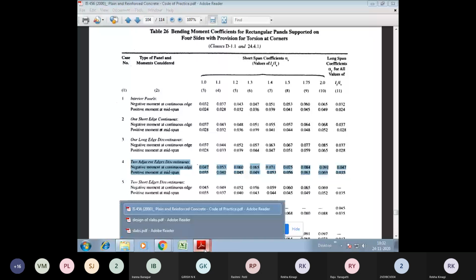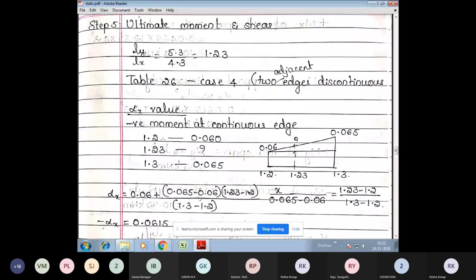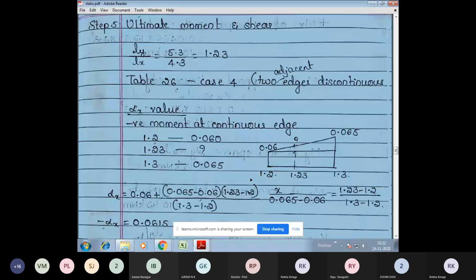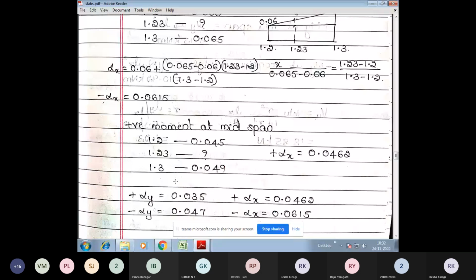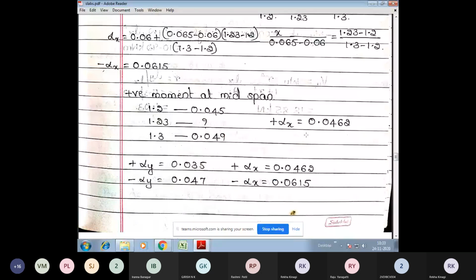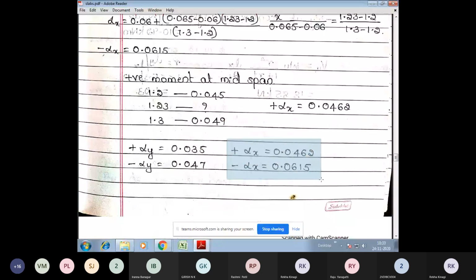So for 1.2, the alpha x value is 0.06. For 1.3, it is 0.065. So we need to calculate the value for 1.23. By doing the interpolation, we get the alpha x value as 0.0615. And in a similar way, by interpolating, we get the positive alpha x value, that is 0.0462. So two values of alpha x and two values of alpha y will be seen here.